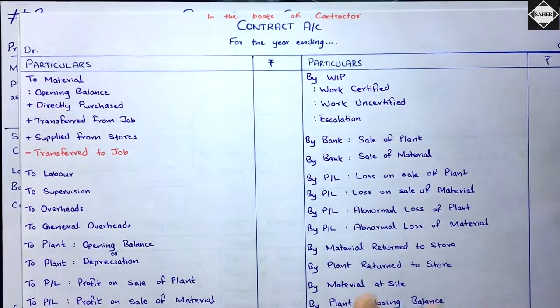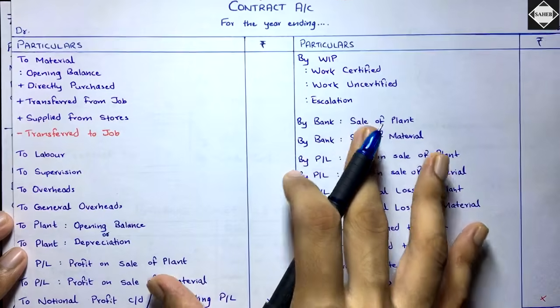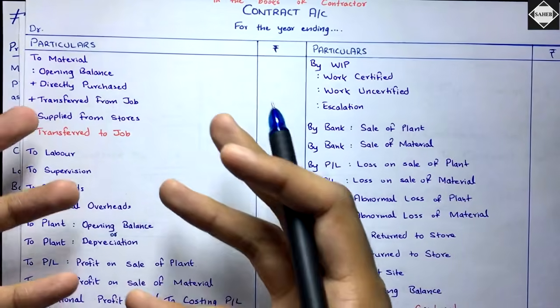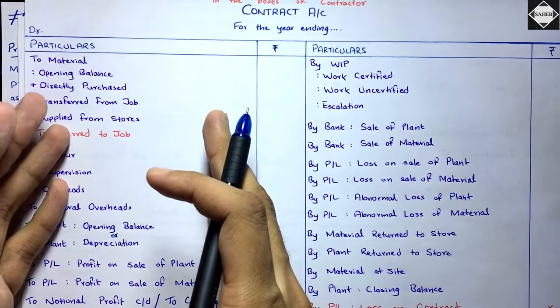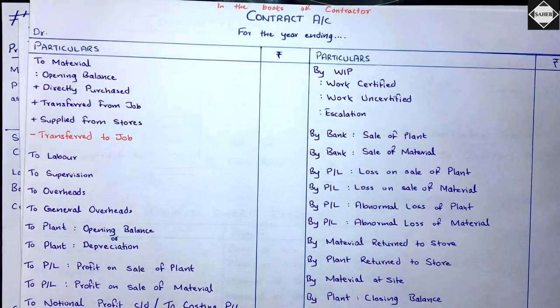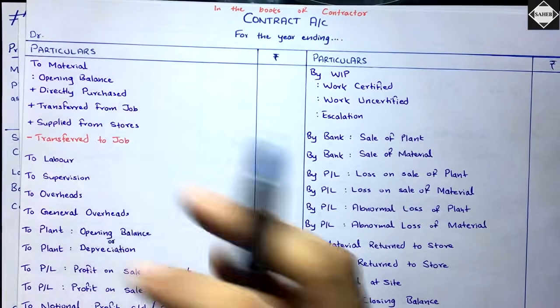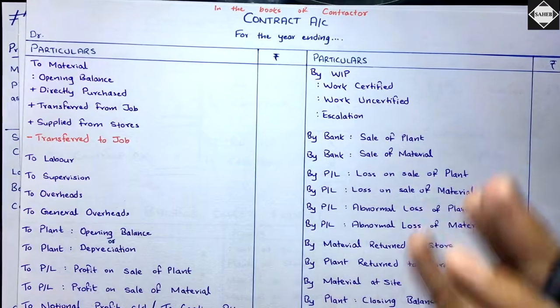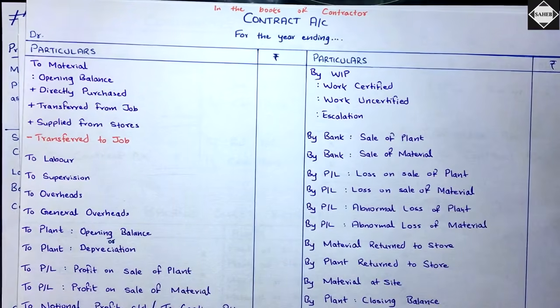And then what did we say for the contract account? Whatever you put into the contract, you have to take it on the debit side. It is like a nominal profit and loss account. Whatever you put into the contract, you take it over here, and whatever comes out of the contract, the income and the closing stocks, you take it on the credit side.